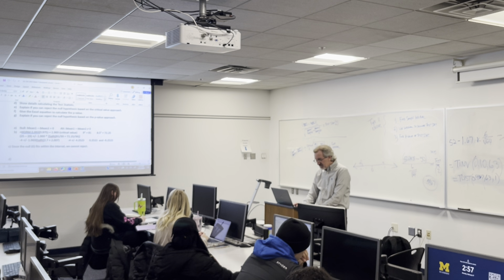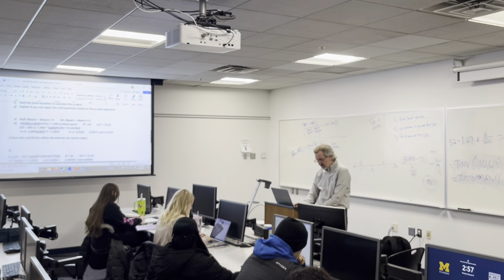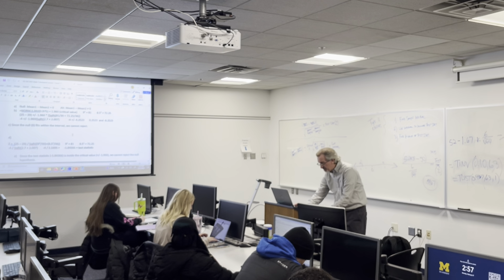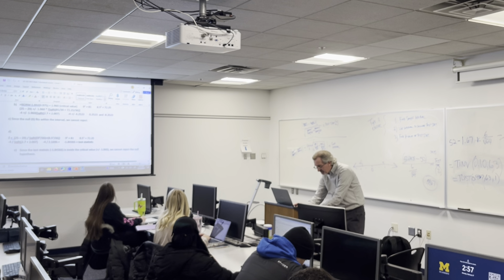What's F? Give the Excel equation to calculate the p-value. Explain if you can reject or not reject. So here we've got to find the p-value. We calculated the test statistic to be right there, negative 1. Oh, we're still on this. Hang on, let me keep going.